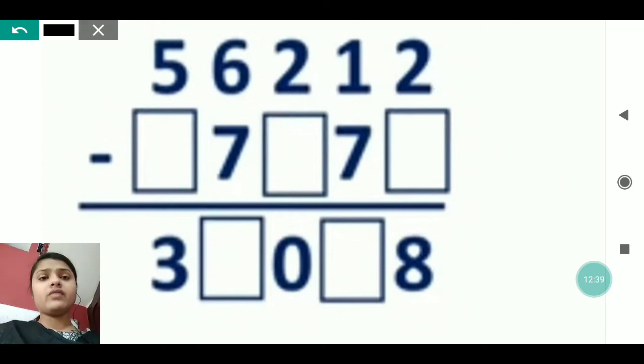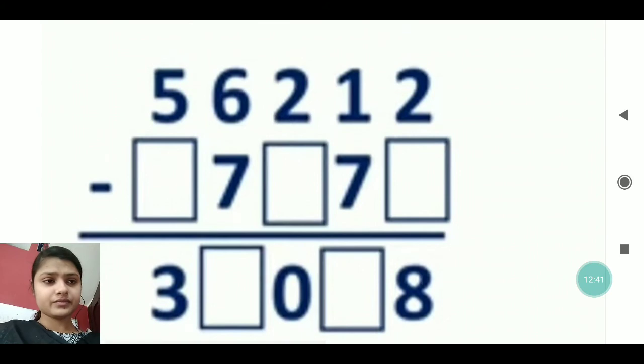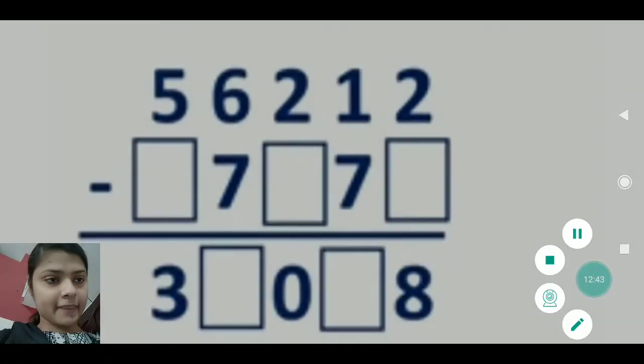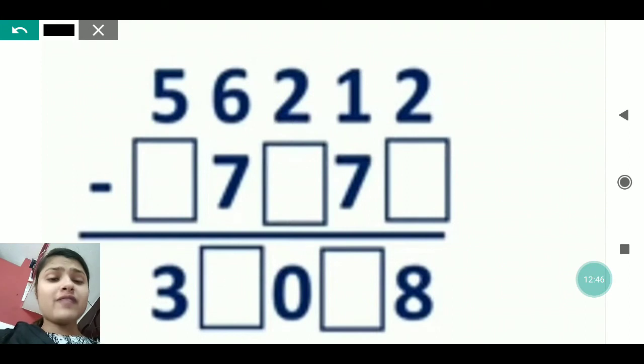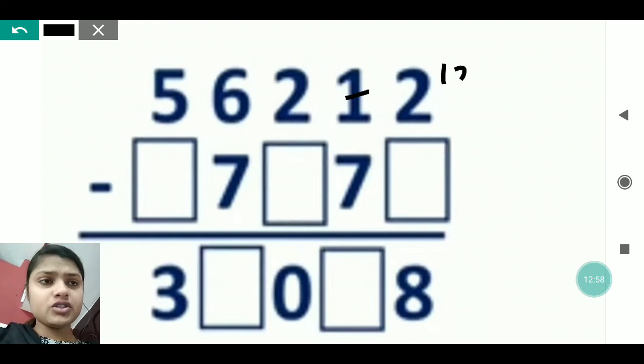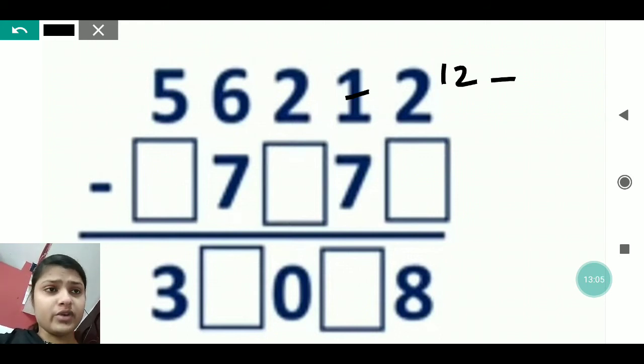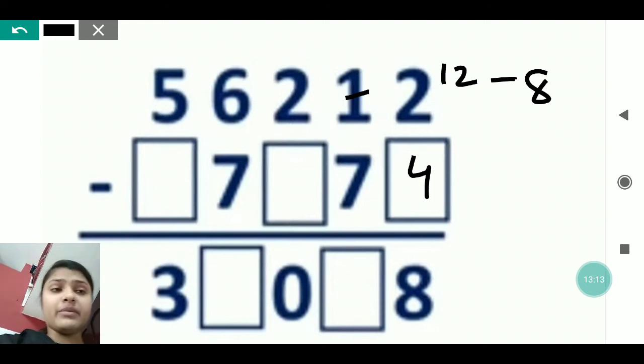So in that case, just see what we will do. You have to think here that if 2 minus what, then we will get 8 as a difference. If you write anything, 2 minus it will not give 8, so it will take one carry from here, and it will be 12. 12 minus 8, you will get 4. So if I do 12 minus 4, then I get 8.